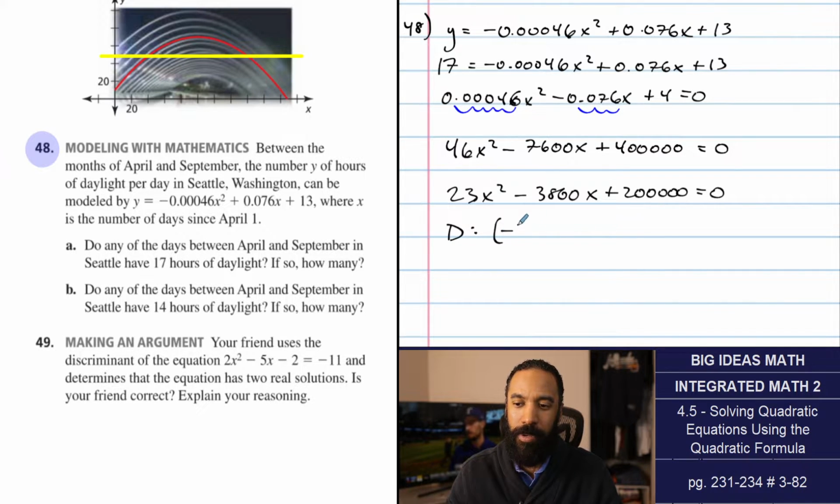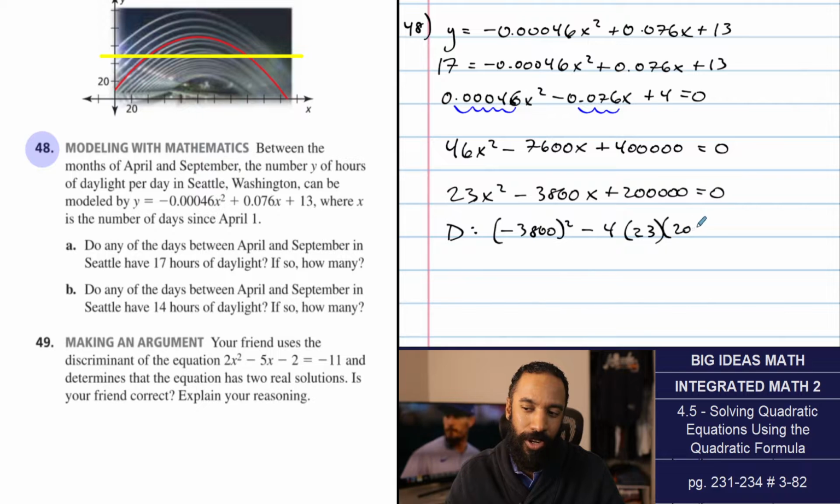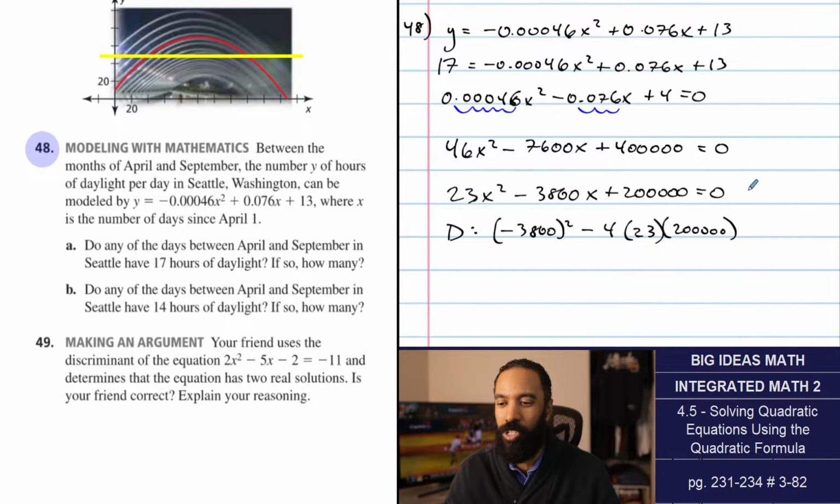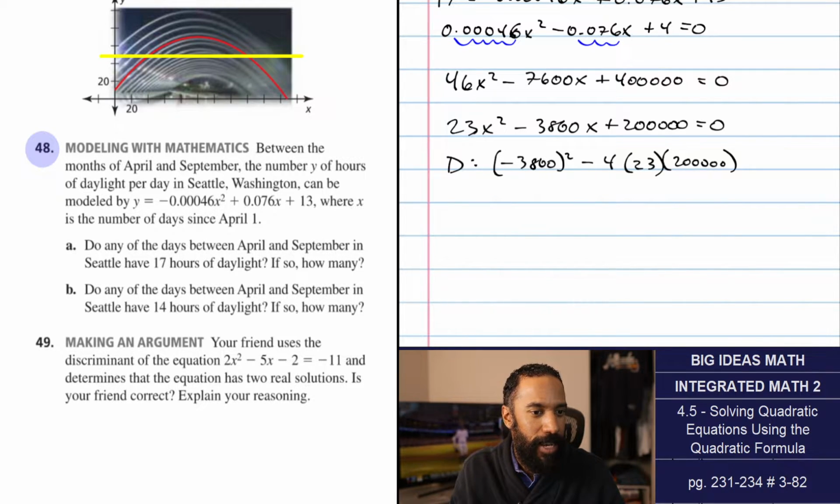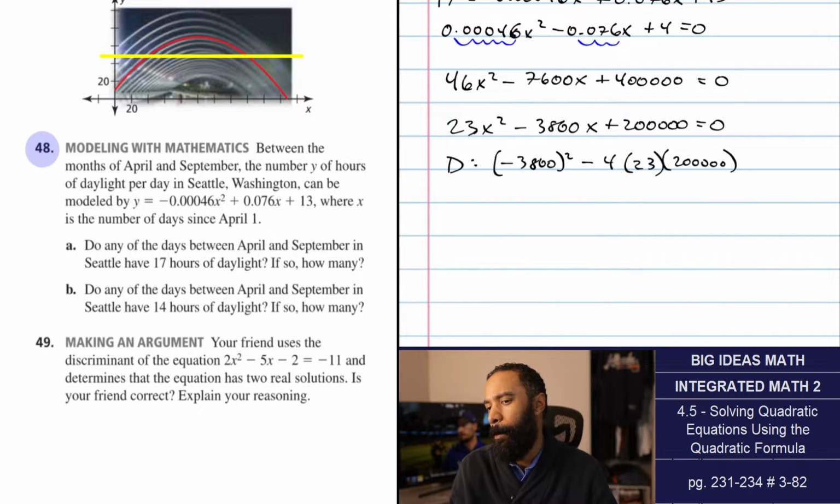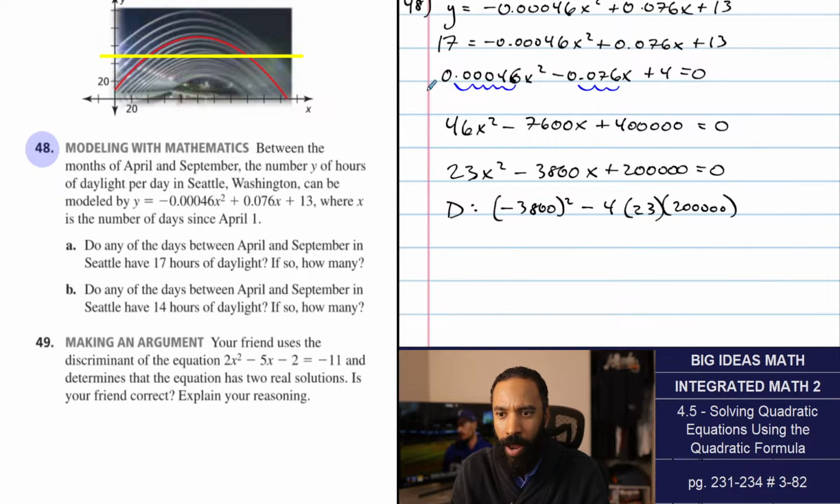But discriminant b squared minus 4ac. No matter what you do, you're dealing with big numbers, or you're dealing with weird numbers. 4ac. Let's compute that. I'm getting negative 3800 squared. I'm just going to outright compute it. Minus 4 times 23 times 200,000. I only hope I did my decimal shifts right. If it's way off, we've got to talk about that. So I'm getting negative 396,000. So I've got to make sure I did all my numbers right when I multiplied.